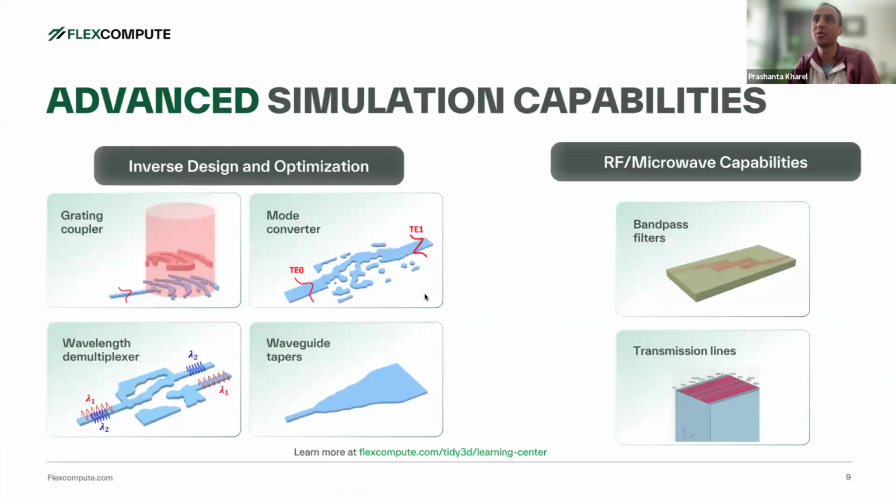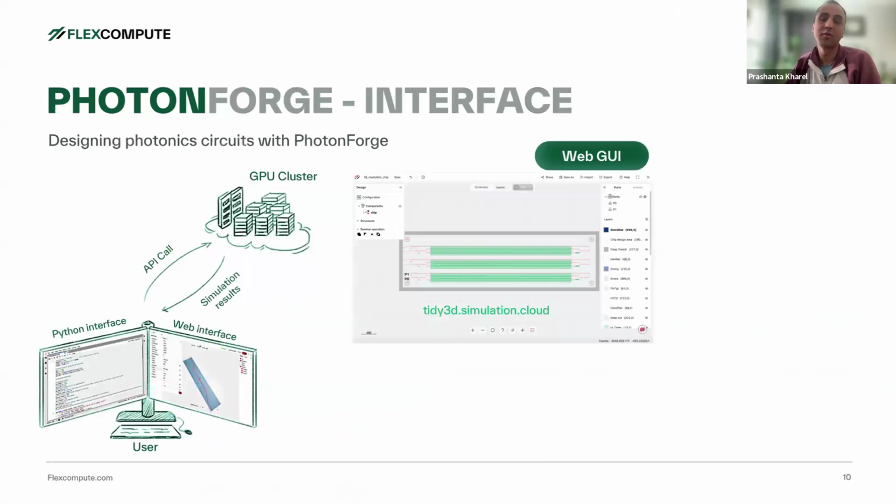Maybe you're also using inverse design capabilities, but the things that are newer are our RF and microwave capabilities. Today I'll focus a little bit on Photon Forge. The way you interact with Photon Forge is very similar to how you're used to interacting with Tidy3D. You can either use our Python interface or our web interface. Here's an example of what our web interface looks like, and we make it super easy to access our software. All you need to do is go to tidy3d.simulation.cloud, and once you have an account, you can just click Photon Forge and get started that way.